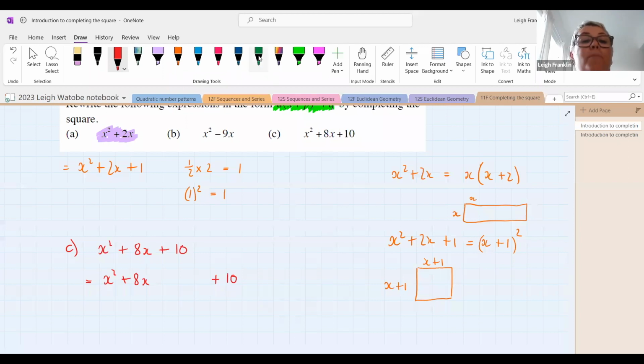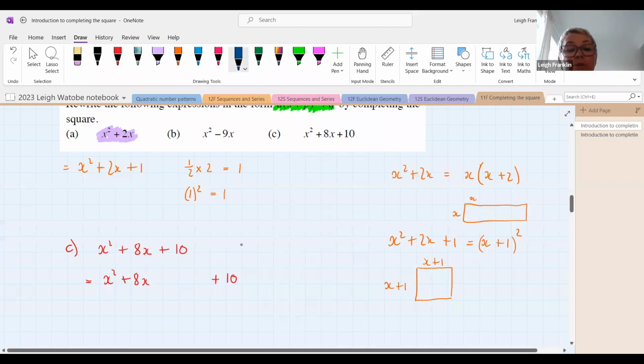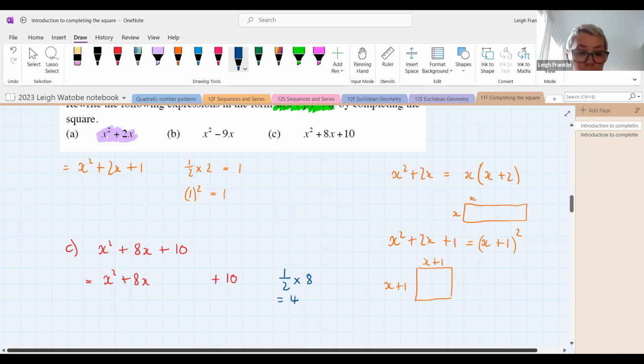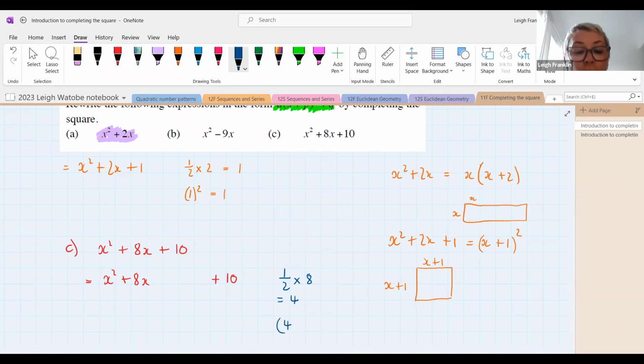Now I want to complete the square. So what I'm going to do is work out half of 8. Half of 8 is 4. So I've got to take 4 and square it, and I get 16. So now I'm going to add 16 over here. This is now my perfect square trinomial. But I've got a tail on this. I've got the plus 10 at the end.